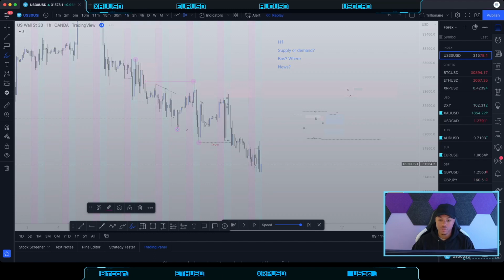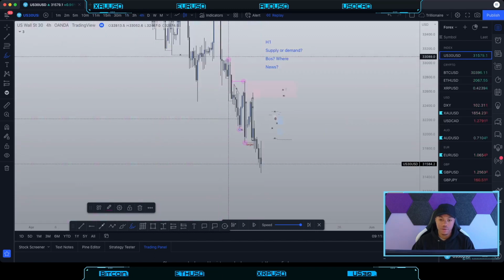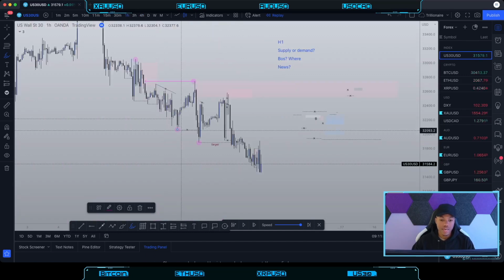If we go to the H4, you guys should be able to see that perfectly. There we go, right? So we have this high, and then we have this low, and then we have this lower high. So if we go back to the H1, we can see that our most recent break of structure was here within this region.